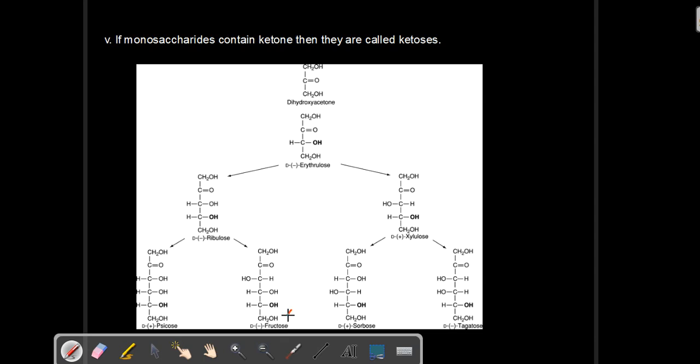So here is an easier one. Fructose is a ketose. And then xylulose, you can remember one more as xylulose. Right, so these are examples of, or ribulose. You can remember one or two examples of ketoses.